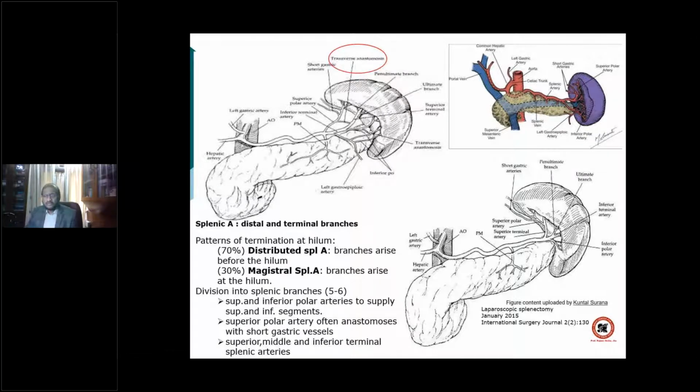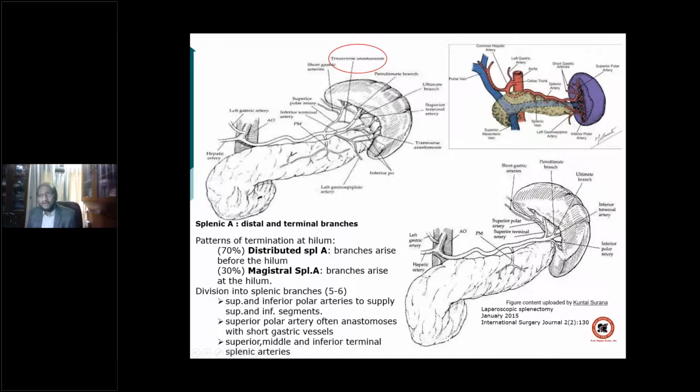Now, the thing to remember is that when this splenic artery terminates in the spleen, there are two patterns of termination. Now see this pattern. Can you see the pattern here? The branching has started almost 1 to 2 centimeters before the hilum. See multiple branches coming out here. And here, see what has happened. This is a more terminal branching. So the first one, this type of branching is known as a distributed splenic artery branching. And this is known as a magistral splenic artery branching.